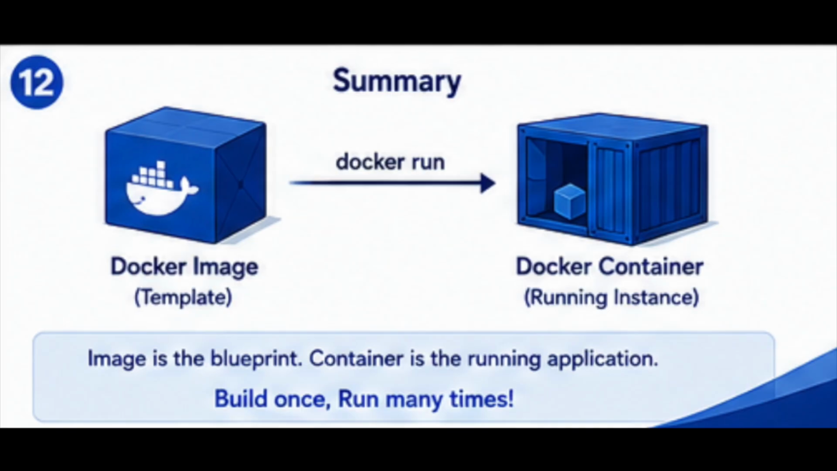Let's recap today's lesson. A Docker image is a reusable blueprint containing everything your application needs. A Docker container is the running instance created from that image. You build an image once, but you can run many containers from it. And now that you understand this difference, you are ready to start working with Docker in practice. In the next video, we will install Docker on Windows, Mac OS and Linux and then run our very first container.